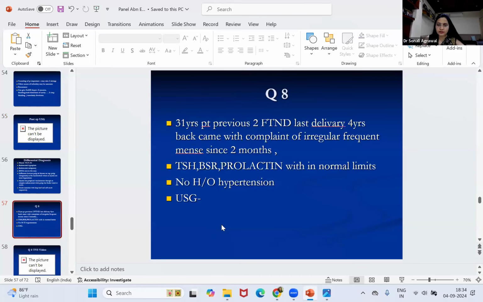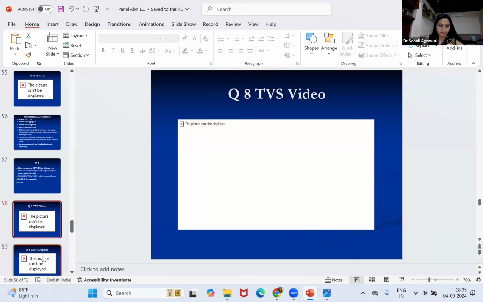Move on to our next question. A 31-year-old patient, previous 2 normal deliveries, the last 4 years back, came with a complaint of irregular frequent menses since 2 months. All the profile parameters were normal. No history of hypertension.